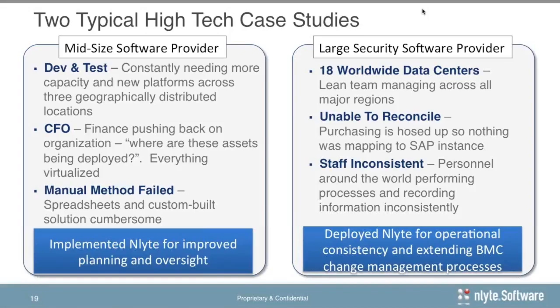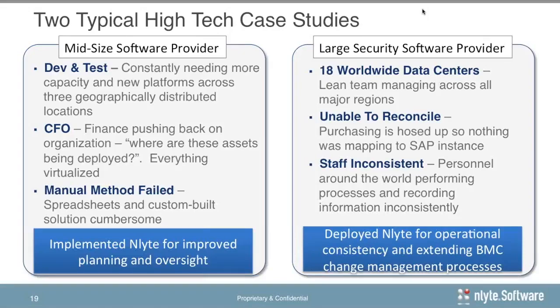And the challenge for them, and I took this right out of their words, right? Purchasing is all hosed up, is what they said. So nothing was mapping to the SAP instance. As they said, the whole purchasing process was hosed up so that assets were coming in, but they weren't being reconciled with their SAP instance. And additionally, because they had staff in different geographies, personnel around the world were performing processes and recording information inconsistently. So how they implemented new racks, how they implemented changes was inconsistent across the different data centers, and how they were reporting it was inconsistent.